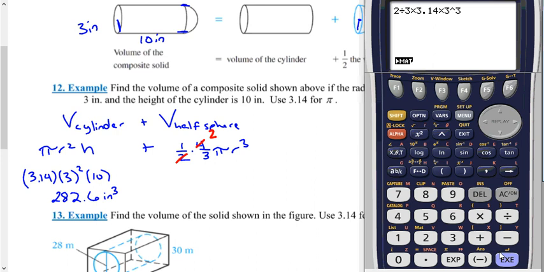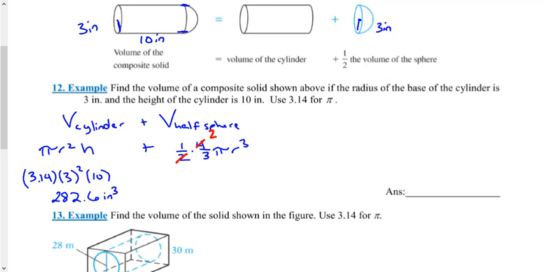Okay, so we have 2/3 pi r cubed, and I get 56.52 inches. Again, the reason why I use 2/3 is because it was 4/3, but because it's only a hemisphere, or half a sphere, that's why I ended up cutting it in half. So when that's all done, we get 56.52 cubic inches, and then we're going to add those together. We add them up, we should get 339.12 cubic inches.